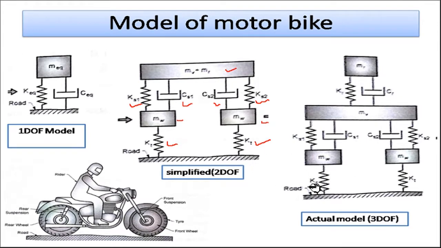Now again, if I consider the stiffness and damping of the rider also, this model will remain as it is, with the front and rear tire stiffness and the front and rear wheel masses. Similarly there is a suspension system stiffness and damping for the front and rear side, and this is the mass of the vehicle, and this is the mass of the rider. This mass of the rider is acting through the stiffness and damping of the rider. So this is the actual 3 degree of freedom model for this bike.